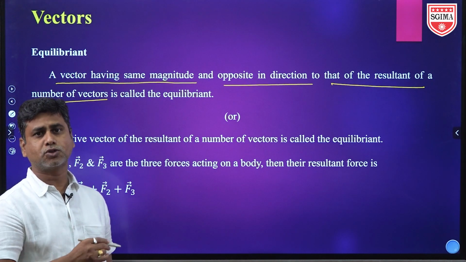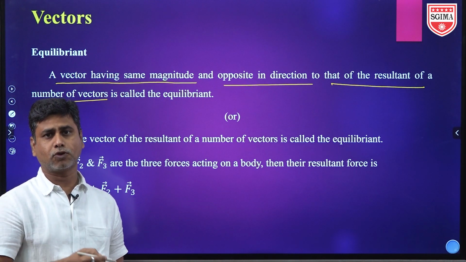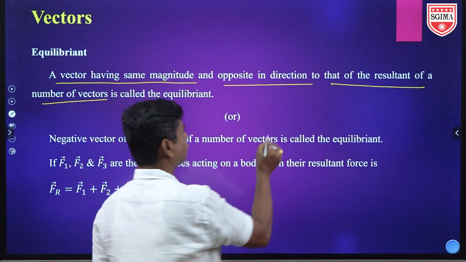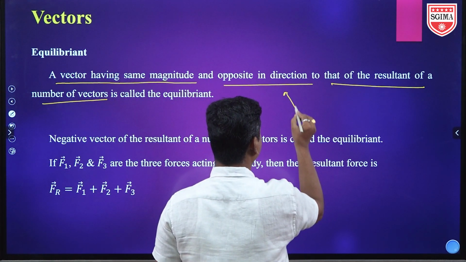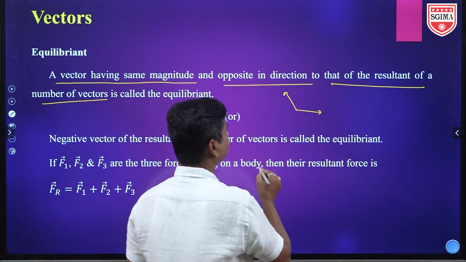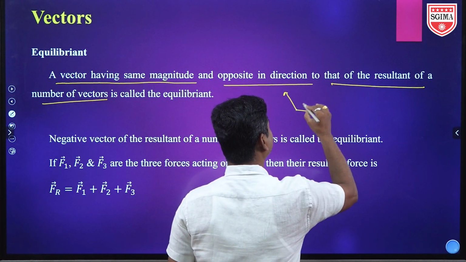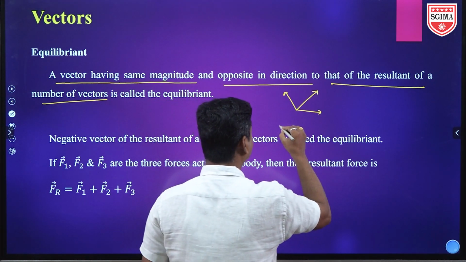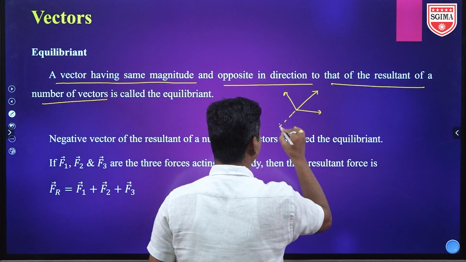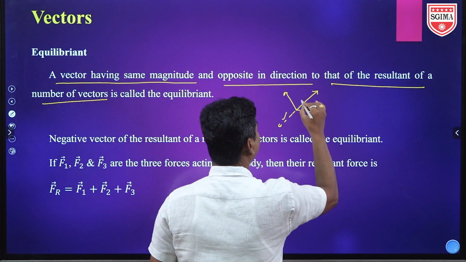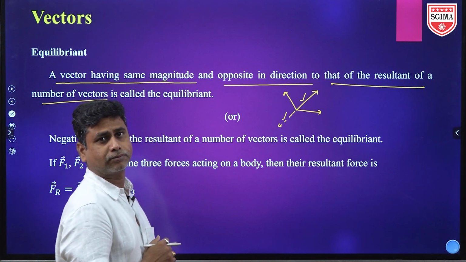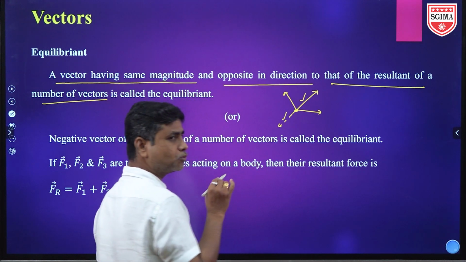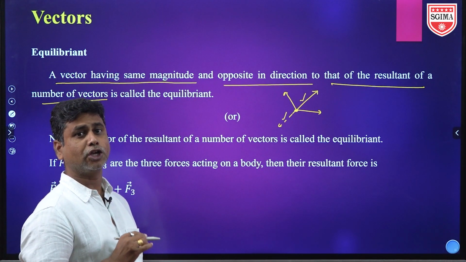Whatever vectors you take, either 2 vectors or 3 vectors or 4 vectors, there is a resultant acting in one particular direction. For example, it is one vector, and it is one vector. These 2 vectors have a resultant acting in this direction. Now take one more vector in the opposite direction, with the same magnitude as the resultant. Then the net force acting on this particle is equal to 0. Then the particle is at equilibrium.